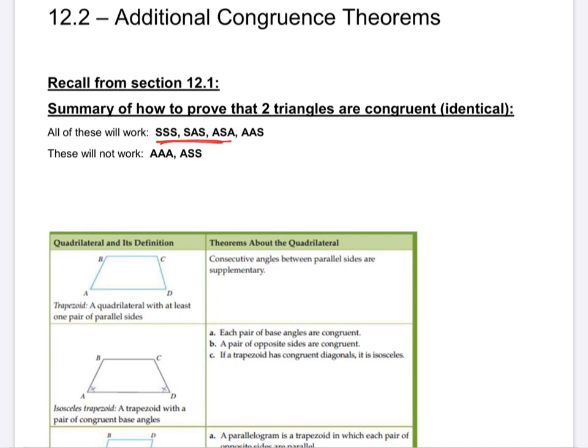Pretty much any three-letter combo is okay, but not the AAA. These will not work, and not the bad word, forwards or backwards. You could do it backwards, it's just as bad. So any other three-letter combo works to prove that two triangles are identical.